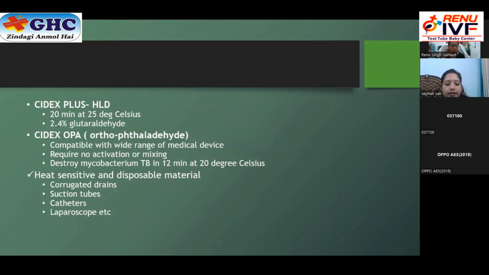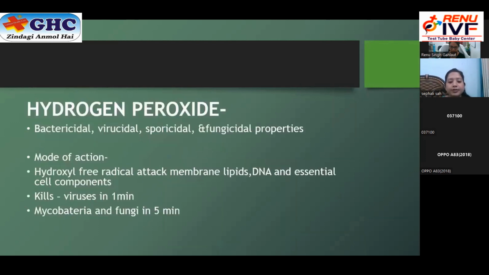And then Cidex OPA, that is orthophthalaldehyde. It is compatible with a wide range of medical devices. No active mixing or activation is required. It even acts on tubercular bacilli at 12 minutes at 20 degrees Celsius. It is used for heat-sensitive and disposable materials like corrugated drains, suction tubes, catheters, and the laparoscope. Now hydrogen peroxide is one of the other chemical disinfectants. It also has bactericidal, virucidal, sporicidal, and fungicidal activities. How does it act?